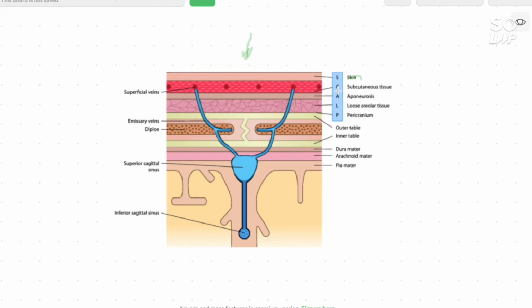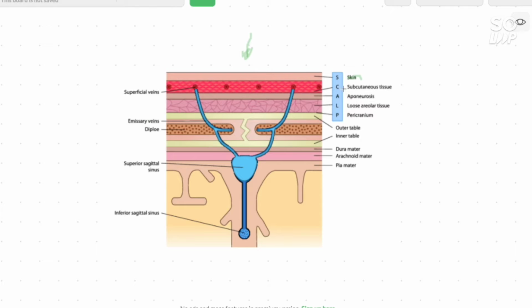The third layer is your aponeurosis, that is your epicranial aponeurosis, which is a thin tendon-like structure that connects the occipitalis and your frontalis muscles.